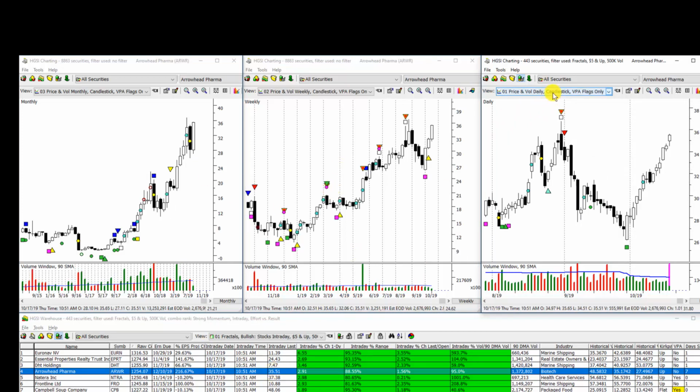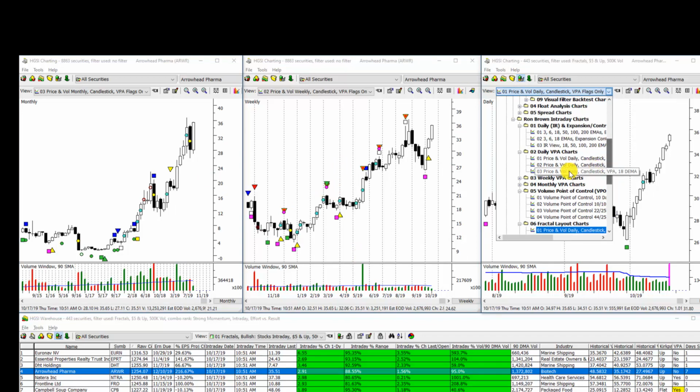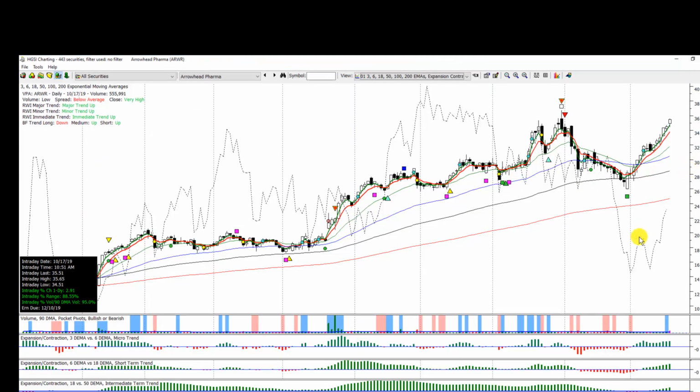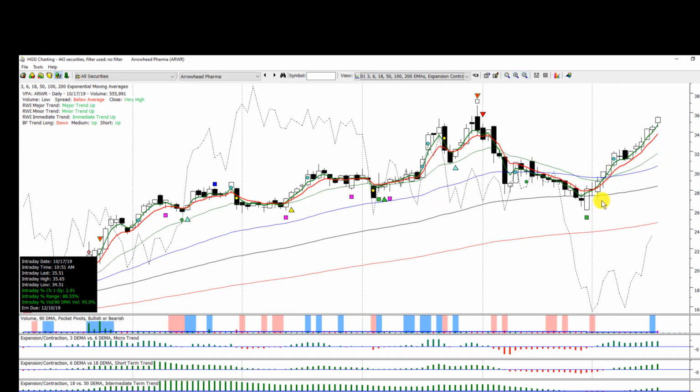I'll use this as an example. I'm going to go back up here and let's look at this. You can see that I'll make this larger so we can get a good look at it. That the fan was in place up here, and then the 18 dipped below the 50, but then it came out of it right here, right where that effort to rise was signaled.